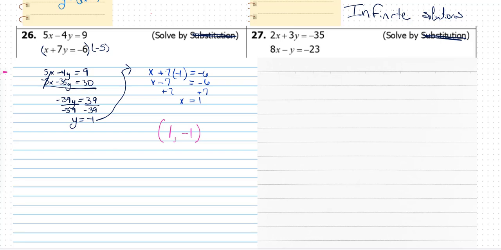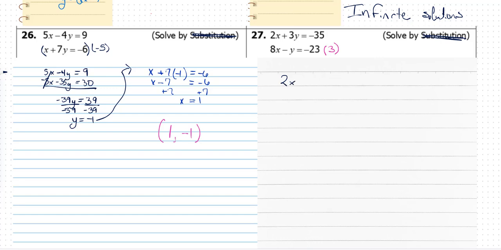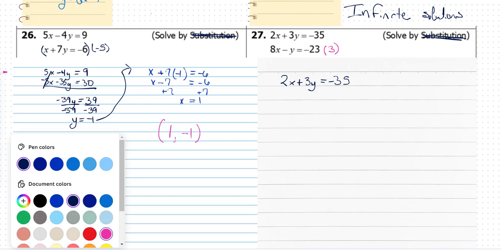So now let's work 27. When I come over here to 27, I look to see what is the easiest thing to cancel out. For me, I'm seeing that I have a -y and a 3y. So I'm just going to multiply this equation by 3, and then my y's can cancel. I'm going to write down the first equation like it was: 2x plus 3y is equal to -35. And then my second equation, I'm going to multiply it all by 3.